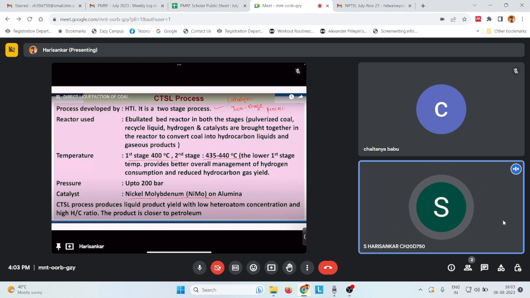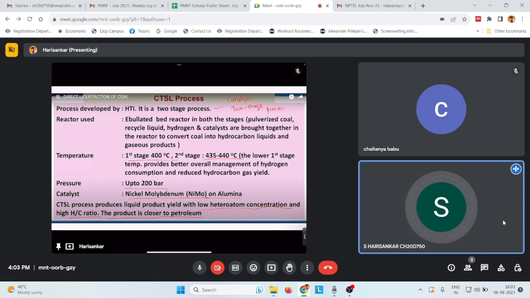Again, our objective here is to liquefy the coal to produce liquid fuels. When it comes to pressure, high pressure, 200 bar, is actually being used. So the CTSL process produces a liquid product with low heteroatom concentration and a high hydrogen to carbon ratio. So this product is basically closer to petroleum crude. So, a two stage process.